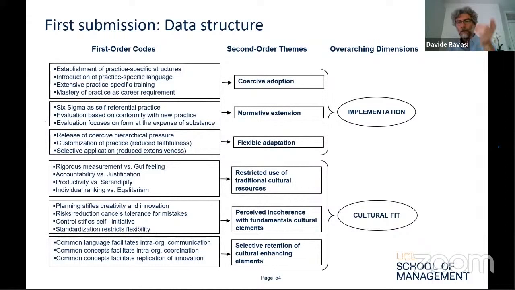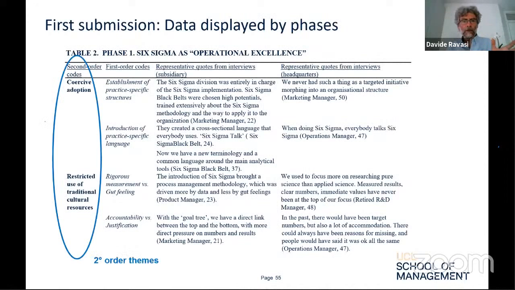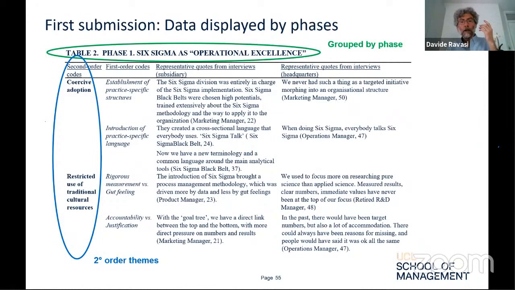And we had a data table that was organized with themes, second order codes, organized by phase, so very chronological. And reviewers said, where's the theory? We see it's a great story, but where's the theory?